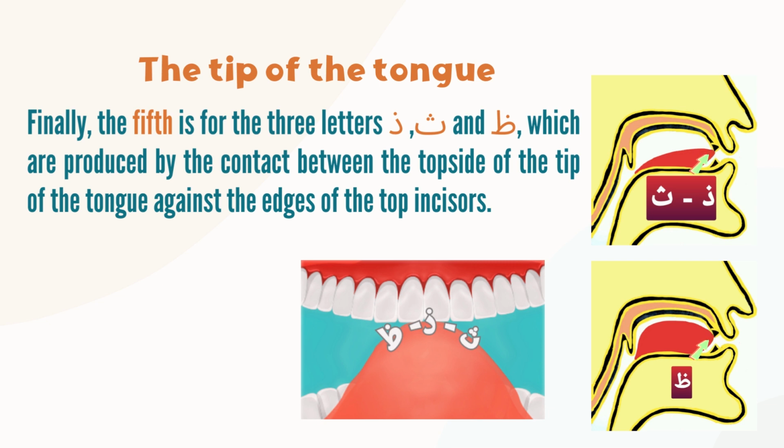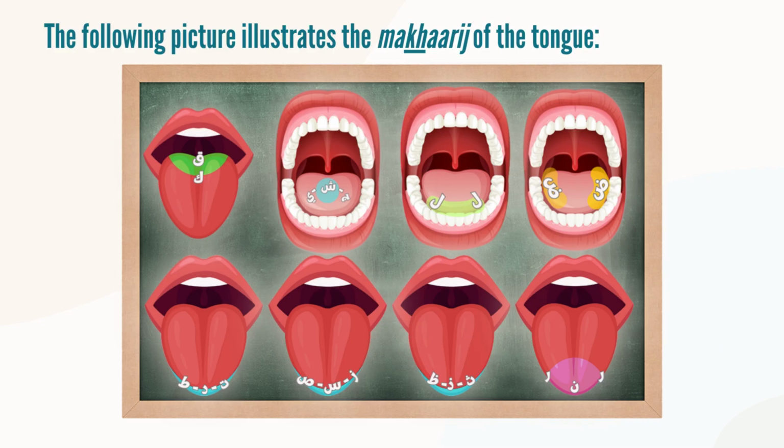And by this, we have completed the makharij in the tongue. And this is a quick recap. So in the tongue, we have four areas. The first area is the back of the tongue. And in this area, we have two minor articulation points. The first is for the qaf, while the second is for the kaf.